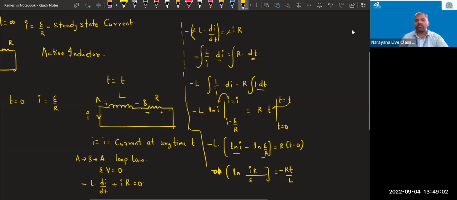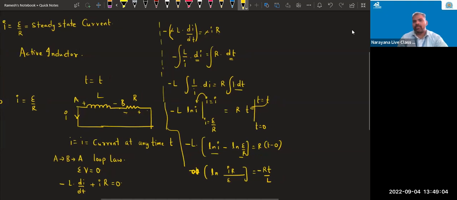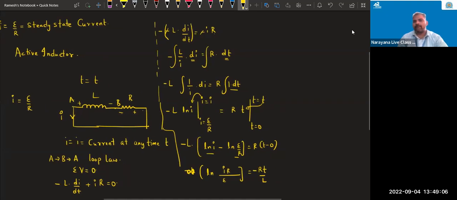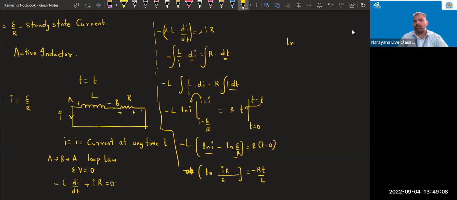How do we vanish ln? Ln means base E. So ln of IR by E is equal to minus RT by L. To remove this ln, I will take E power on either side. Then ln and base E cancel out. So I into R by E is equal to E power minus RT by L. Sending E by R to that side, what is the current after t seconds? E by R into E power minus RT by L.